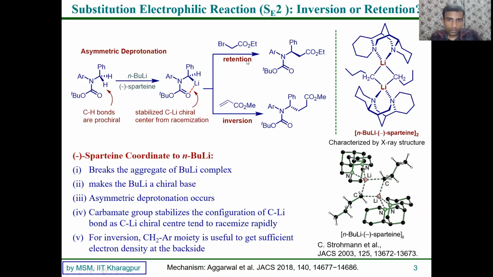Now for the inversion, one more point which I must mention here: you need a group, let's say an aromatic group, where this carbanion can be in conjugation. When you have a benzene ring or double bond, it can do the conjugation. When you have an alkyl group here, the inversion is difficult. When you have an aromatic group here, inversion is much easier. It's not coordination, it's conjugation with the pi orbital of the benzene, and then it undergoes inversion.